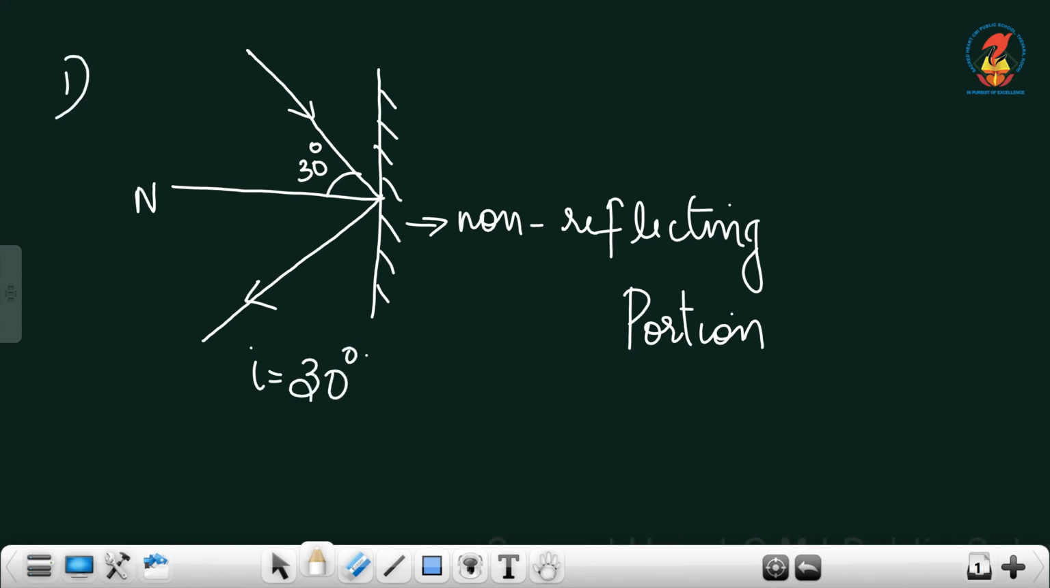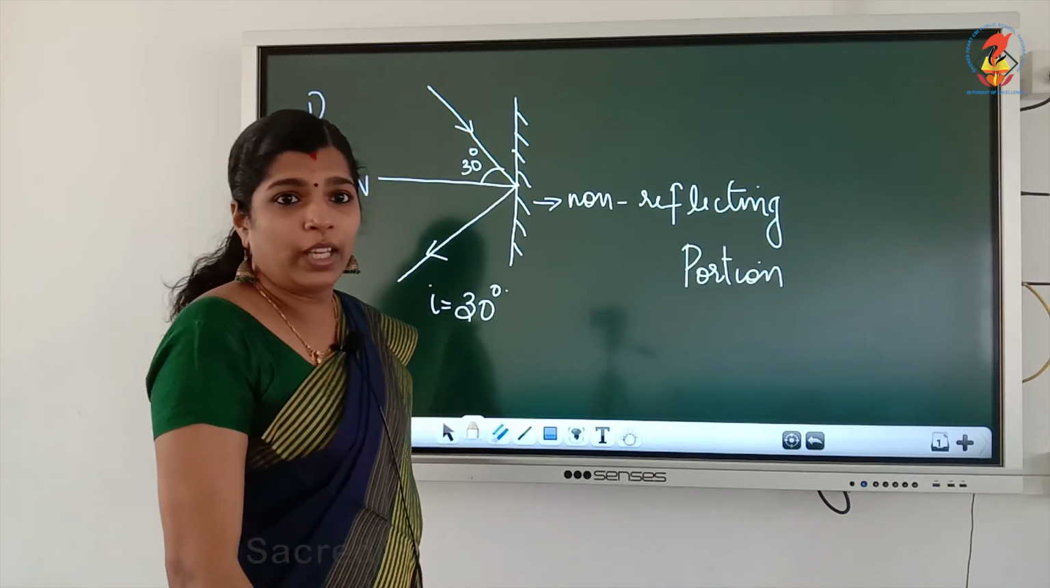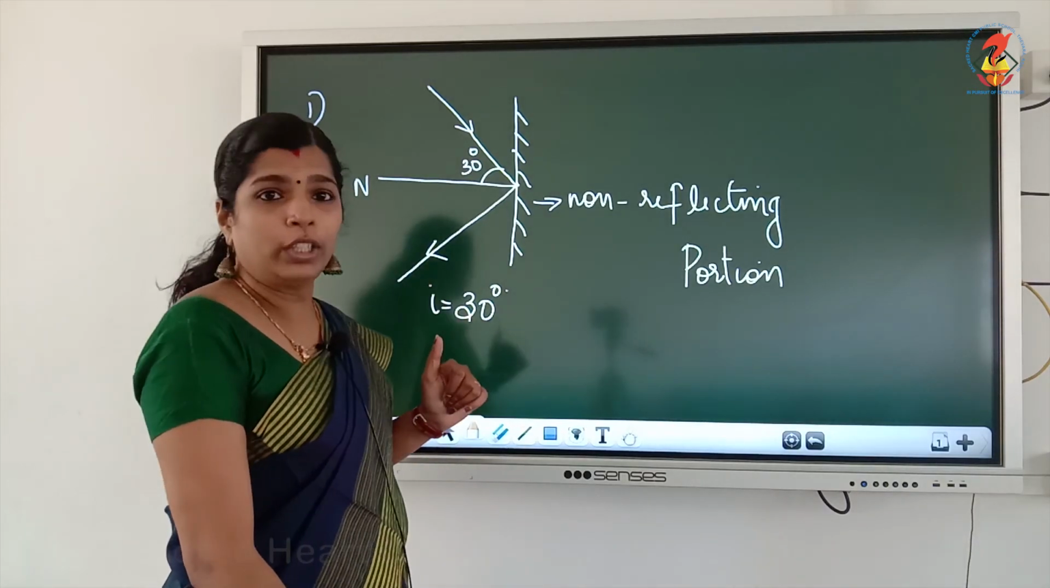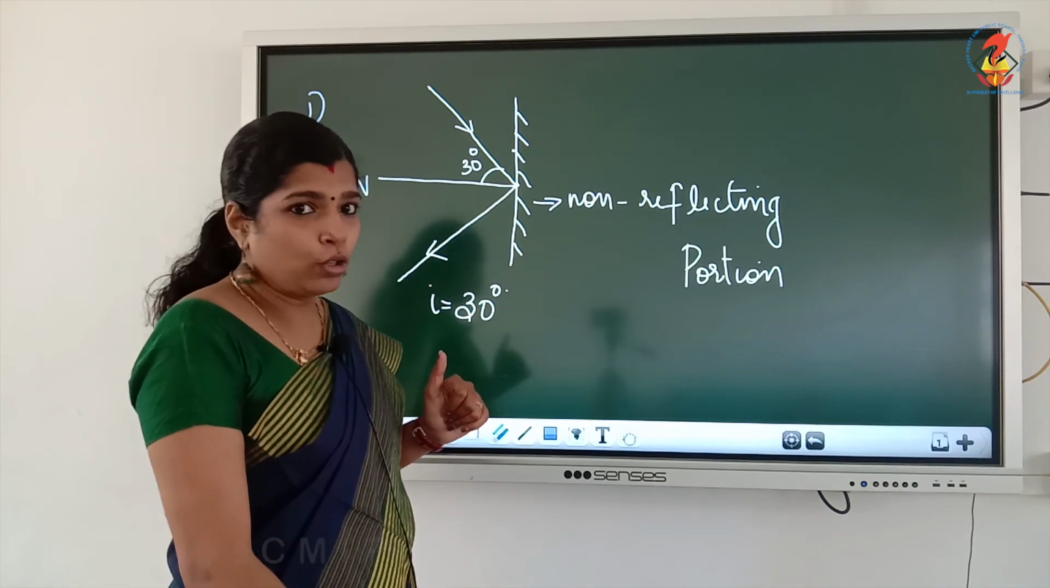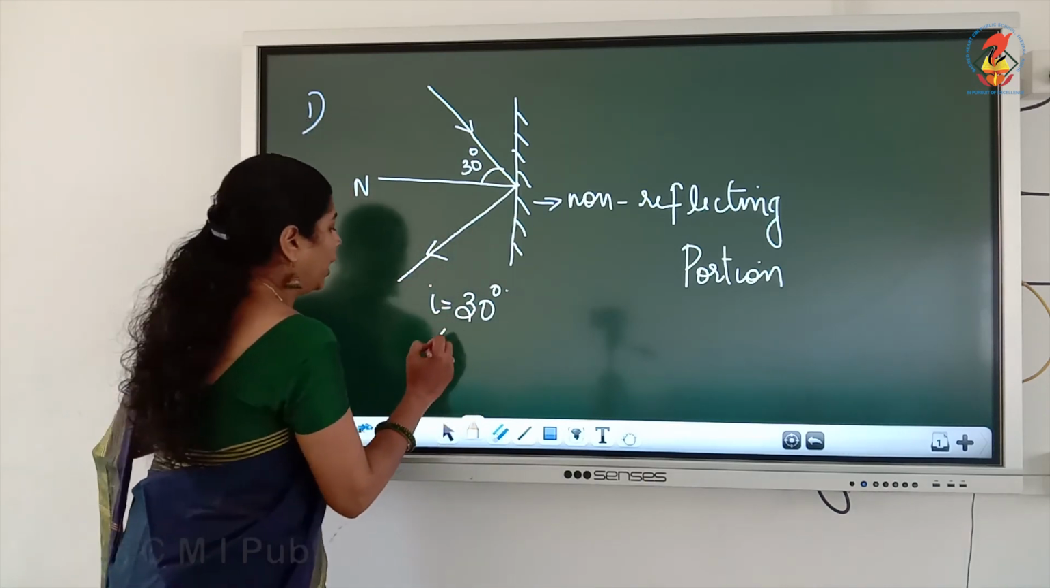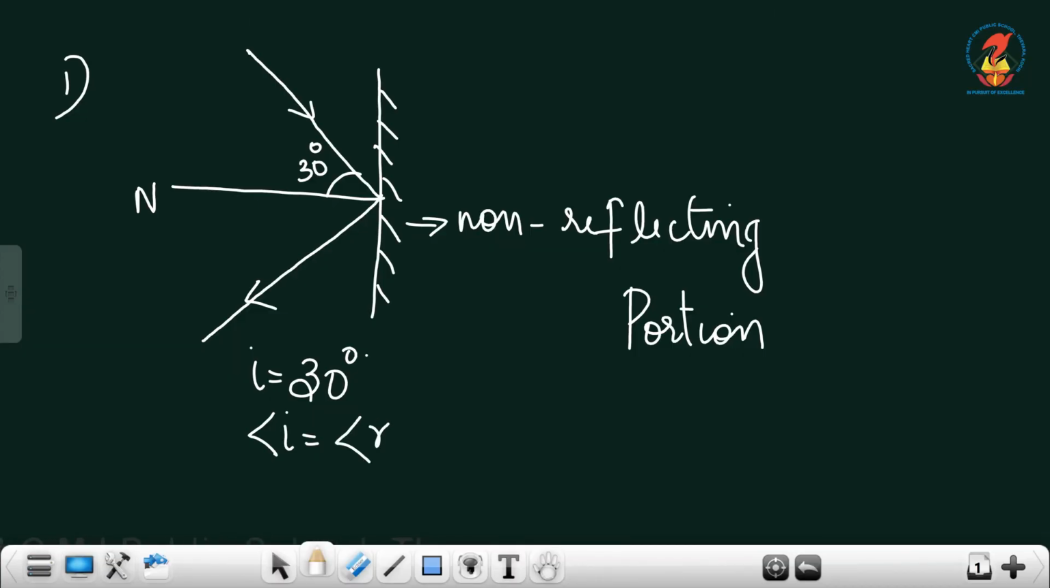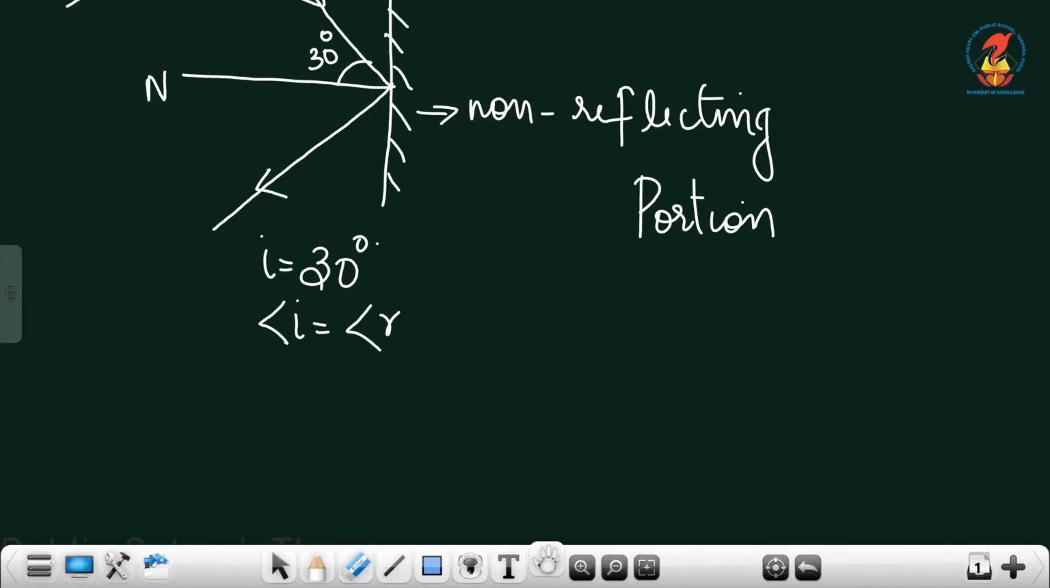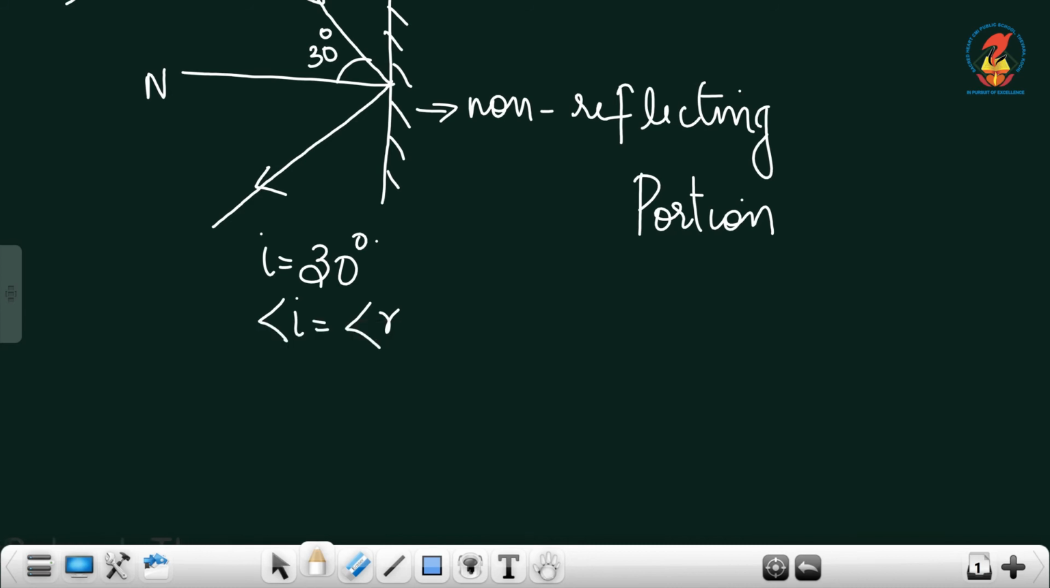What will be the angle of reflection? Angle I equals 30 degree. As per the laws of reflection, angle I equals angle R. So, angle R is also 30 degree. Angle of incidence will be equal to angle of reflection. Then one more question.